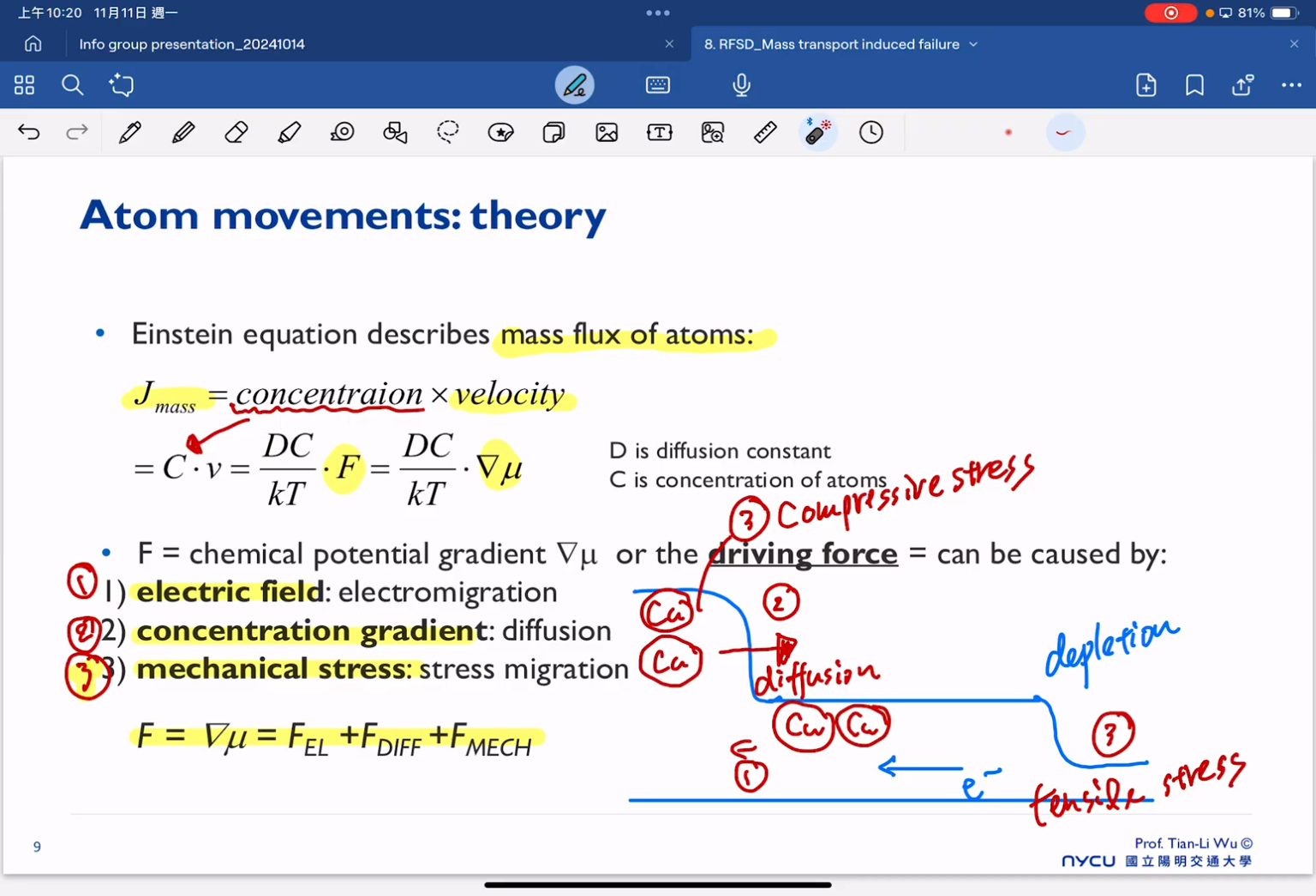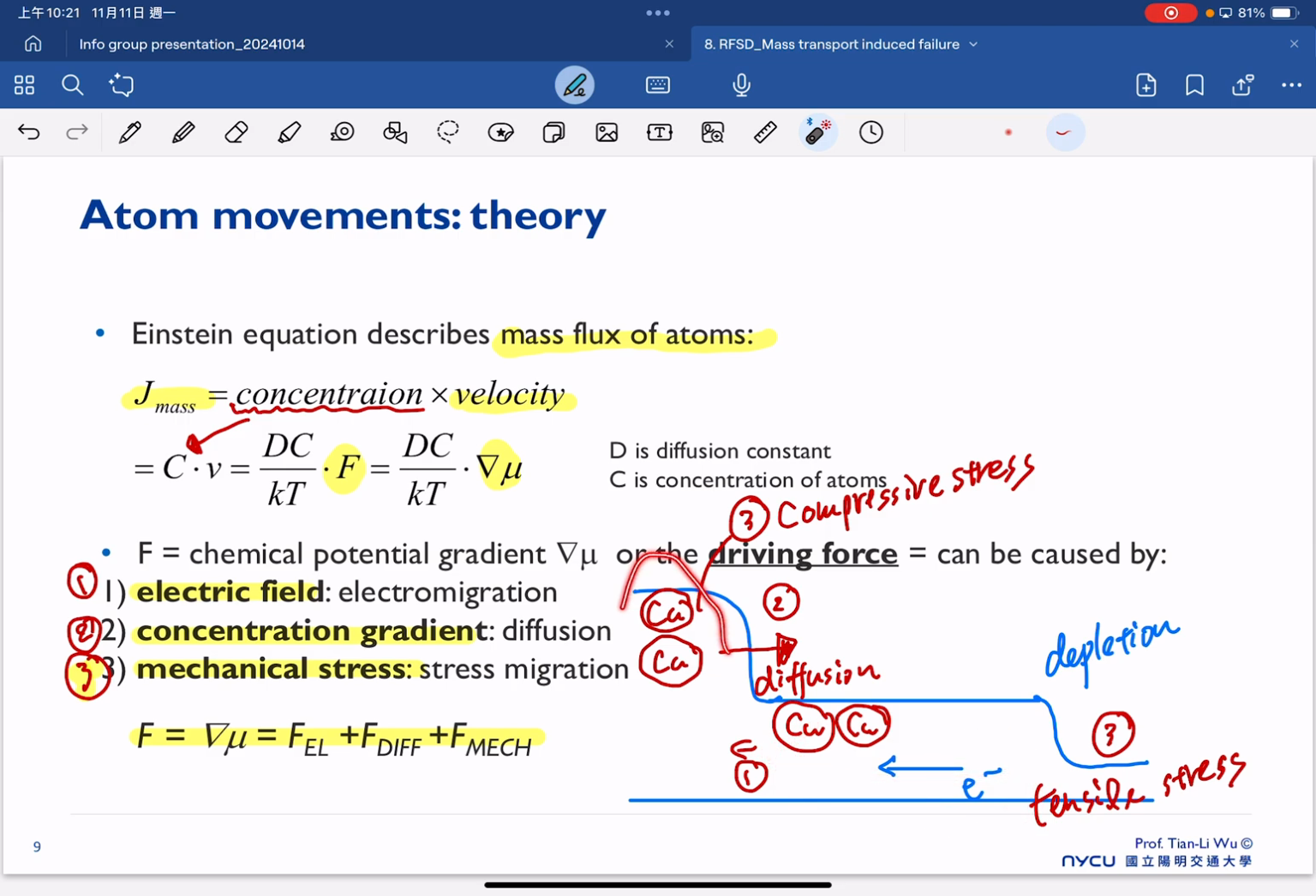So first of all, we apply the bias. For sure, once you apply bias, we have the electron flow. The electron flow will push the copper to the left. So that's the electric field driving the migration of the atoms. That's generally what we call electromigration.